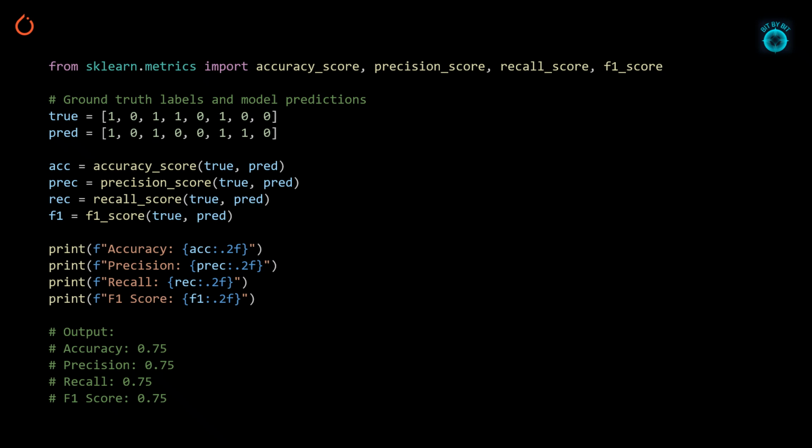In this case, the accuracy is 0.75, which means 75% of the predictions were correct. Precision, recall, and F1 score are also all 0.75, indicating balanced performance. These metrics give you a much clearer view of your model's performance, especially when class distributions are not even.